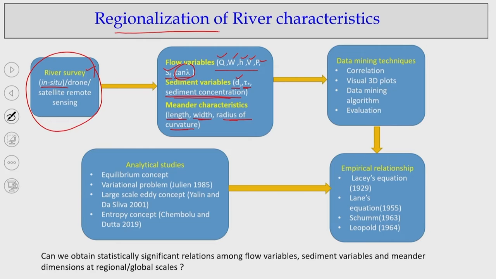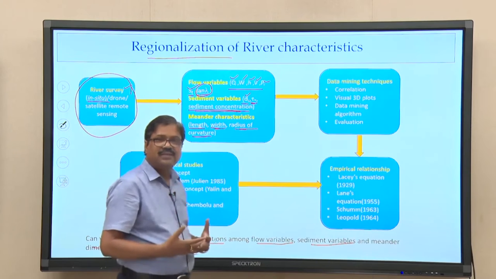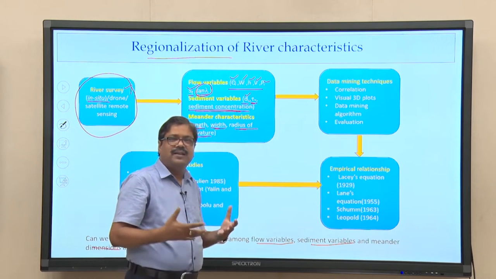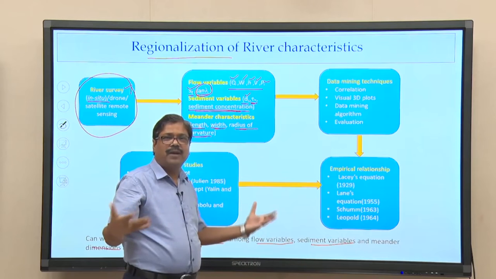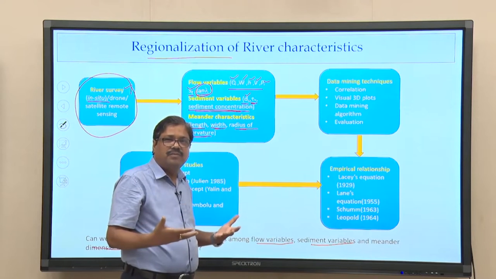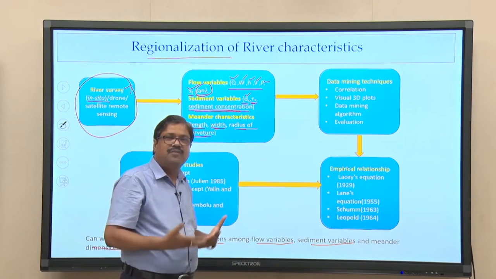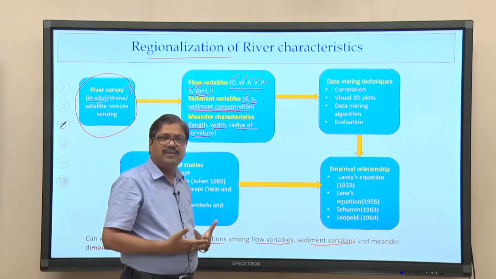And the question comes: can you obtain a statistically significant relationship among the flow variables, sediment variables, and meander dimensions at a regional or global scale? If I talk about the regional scale, can you develop the relationship for the Ganga, Brahmaputra, Meghna systems? Can you develop the relationship for the peninsular rivers?